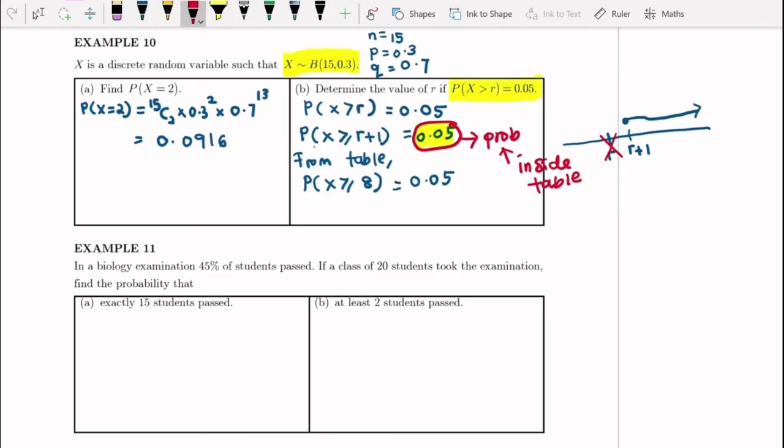Then we can just compare r plus 1 with 8. So r plus 1 is equals to 8. R is 8 minus 1, which is 7.